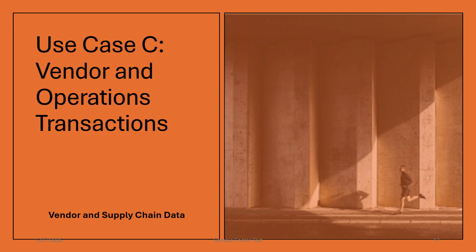AI agents manage vendor and supply chain data, automating project updates, purchase order processing, and invoice tracking. This accelerates operations and strengthens vendor relationships.